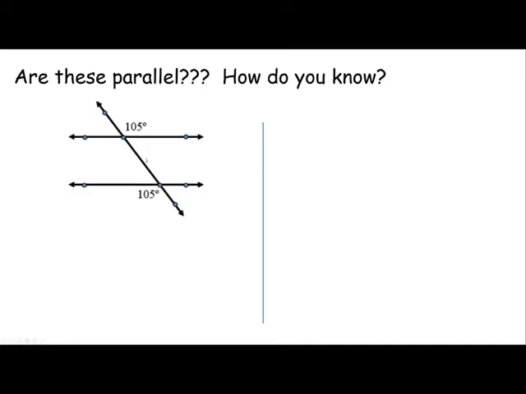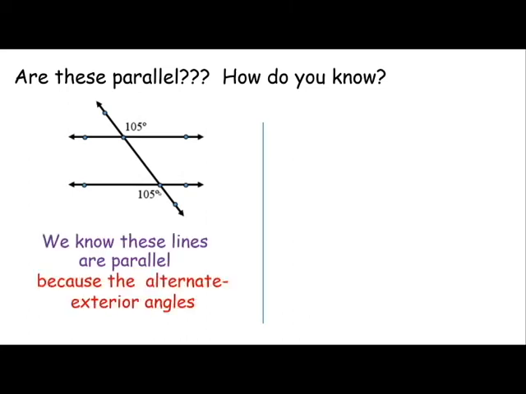These are alternate exterior. And since they're both obtuse, I know that if the lines are parallel, they should be congruent. So the answer to this would be yes, we know the lines are parallel because the alternate exterior angles are congruent. Now, this is a very long answer, but notice I have to include all 3 parts.